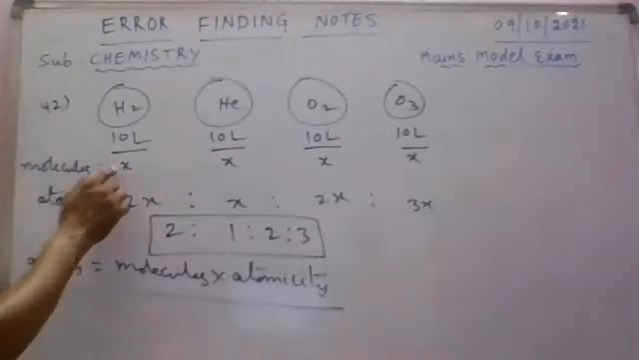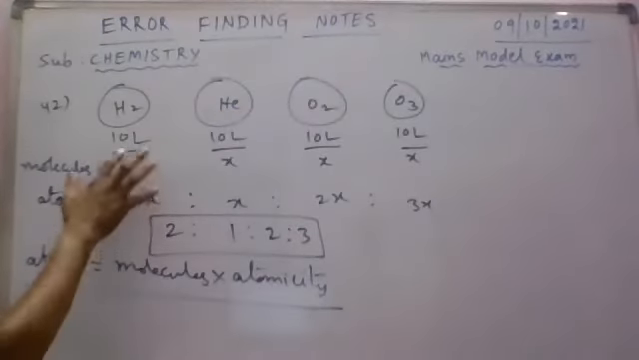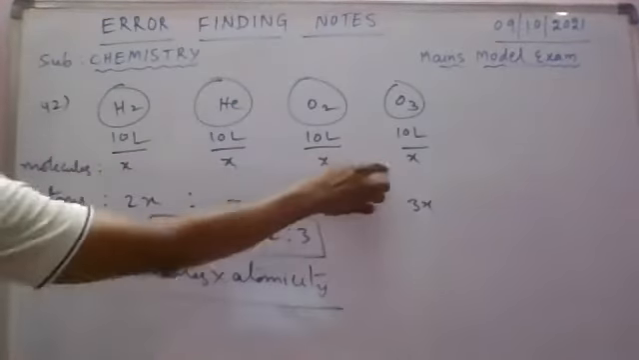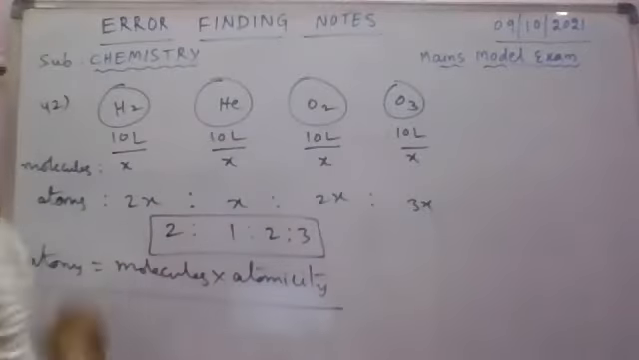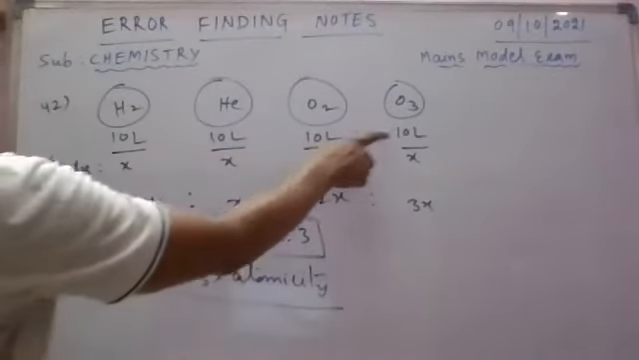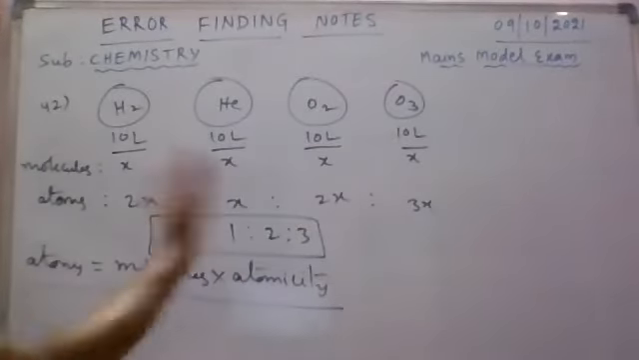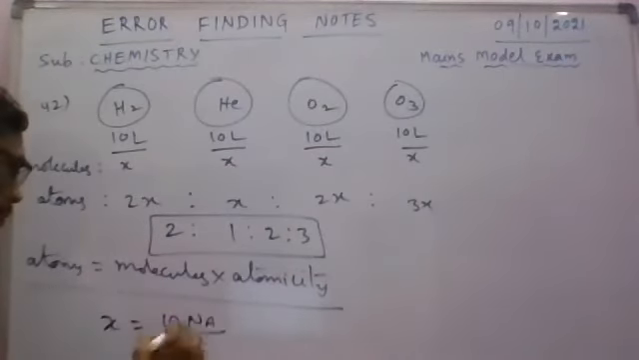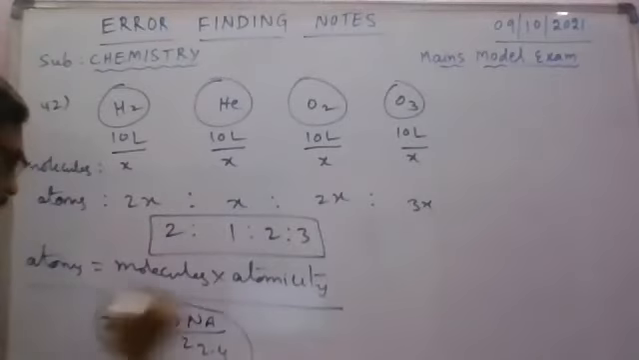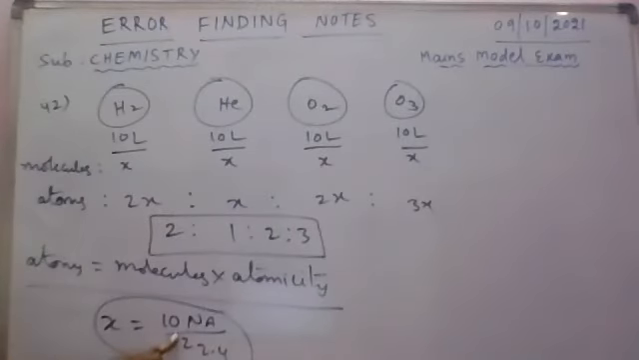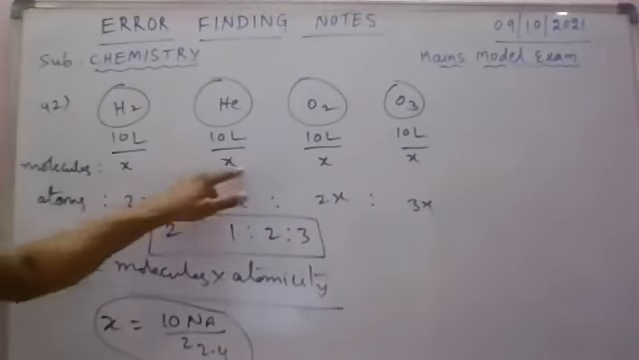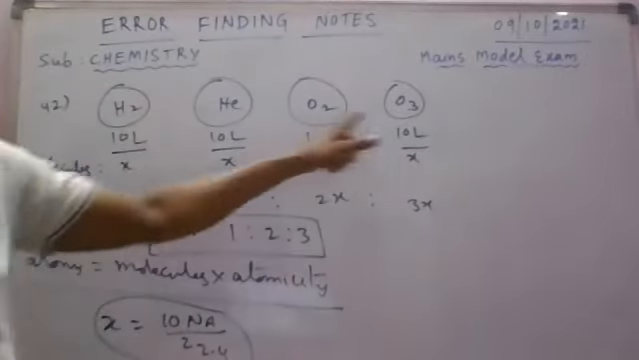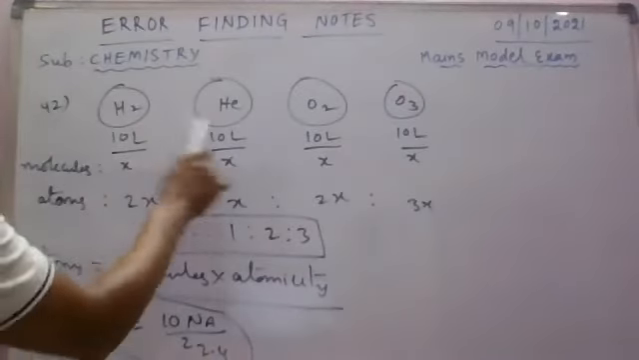Okay, no need to calculate the molecules now, because in all cases the number of molecules is the same, because the volume is the same: 10 liters, 10 liters, 10 liters, 10 liters. In each case, what is x? Here x is equal to 10 into Avogadro number by 22.4 liters. These are the number of molecules. In each case, this value will be cancelled. Don't confuse. The number of molecules is the same in all cases, because the volume is the same.